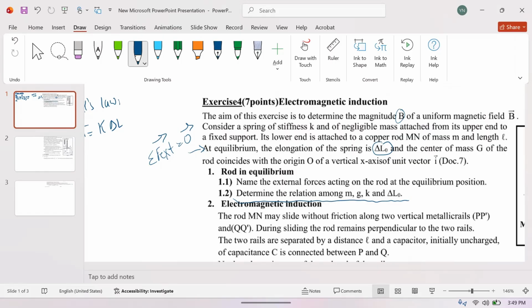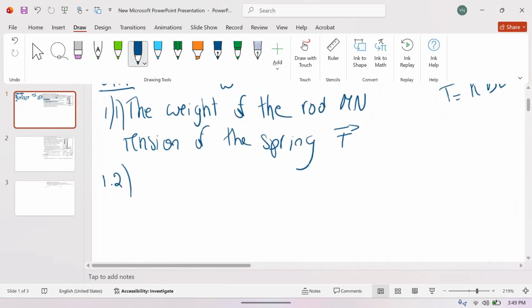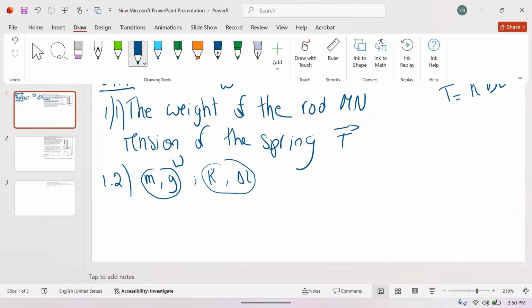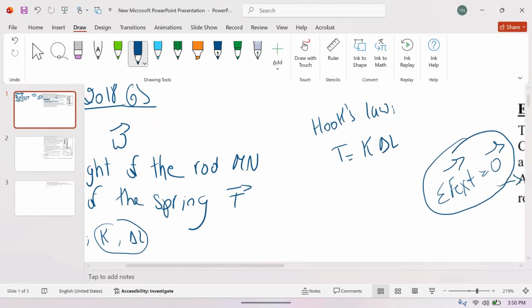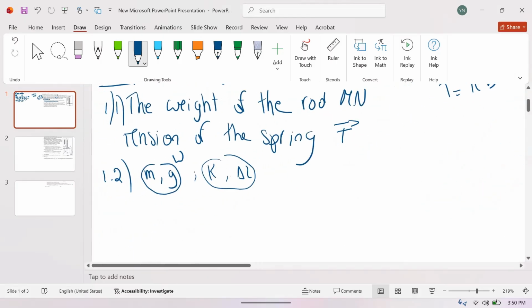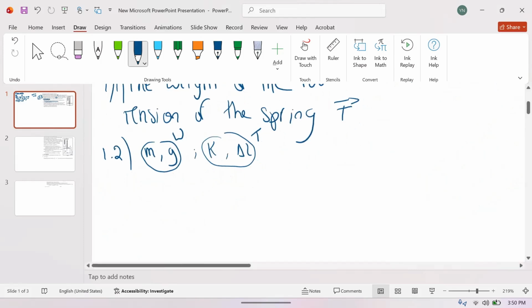Now 1.2, they're asking to determine the relation among M, g, K and delta L0. The title of part 1 is the rod in equilibrium for a reason, because they're telling us that we can use this expression here, the sum of the external forces equals 0. So I can start by that. Why did I think about this? Because they want a relation between M and g, which are the things we use for the weight, and they asked about K and delta L, which are the things I literally just talked about for Hooke's law, which is T equals K delta L. Now, how am I going to relate these two? By using the sum of the external forces.